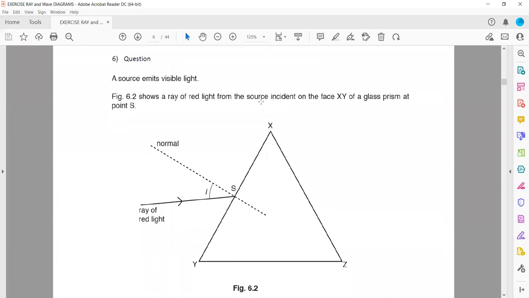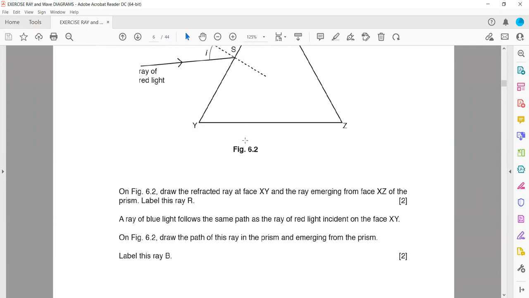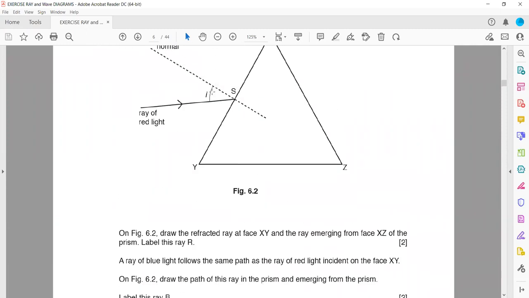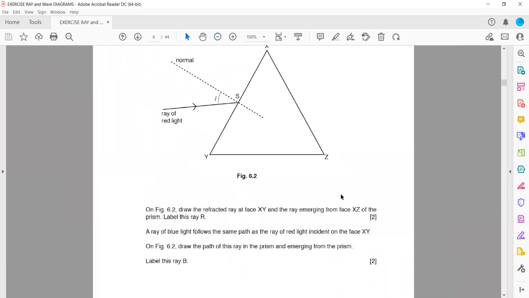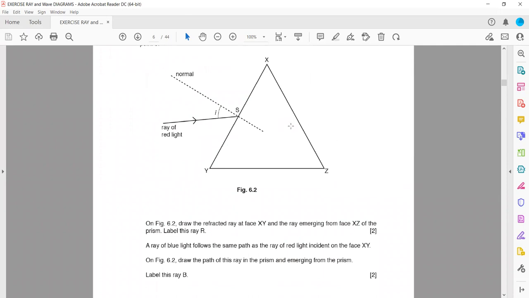Another question: a source emits visible light. Figure 6.2 shows a ray of red light from a source incident on face XY. On the figure, draw the refracted ray emerging out at face XZ. So what will happen? And a ray of blue light follows the same path as red. So the first one is, on the figure, draw the refracted ray at the face and the ray emerged out, and label that as R. So the first one is red.